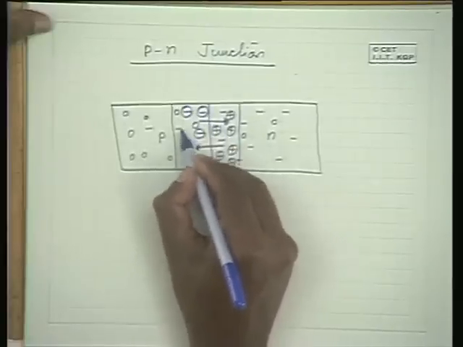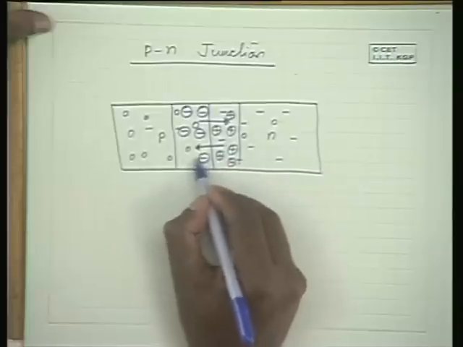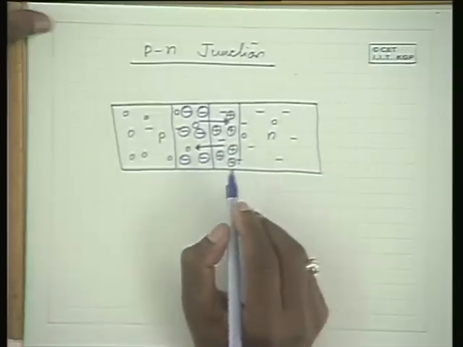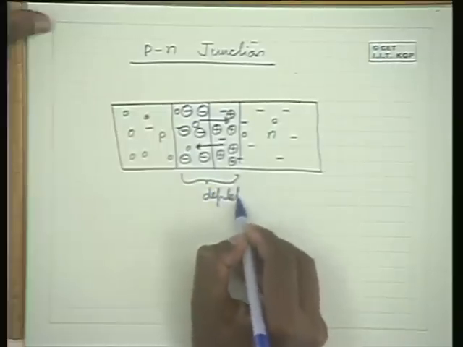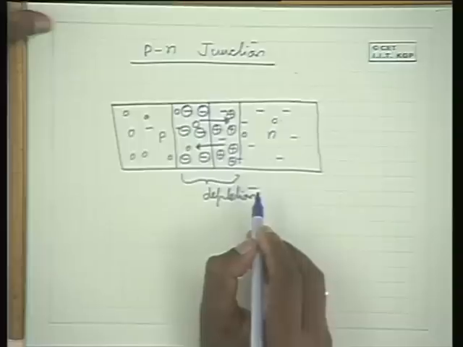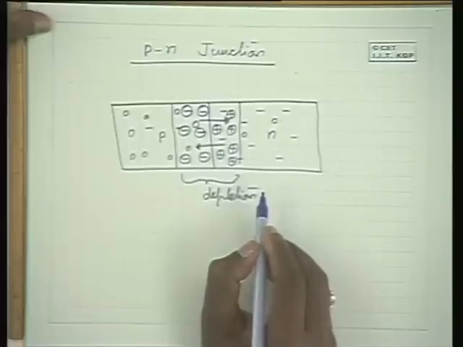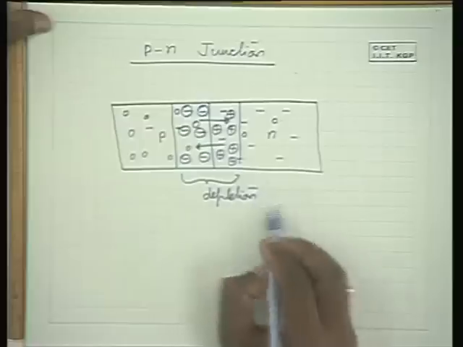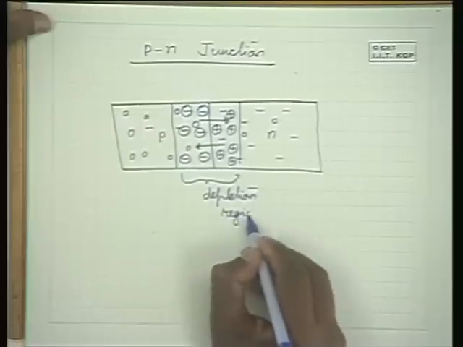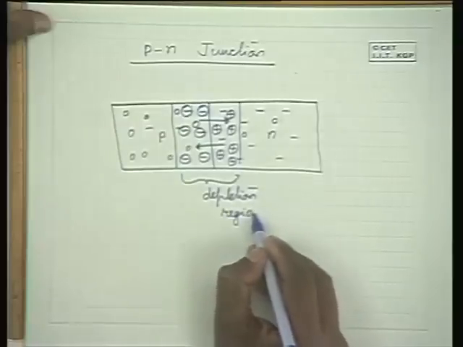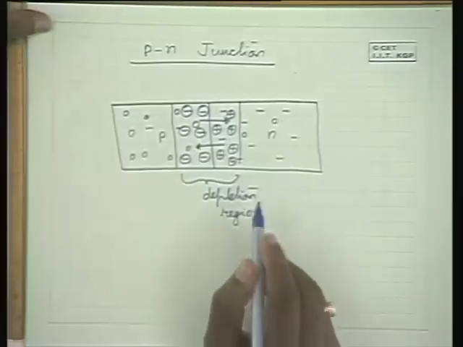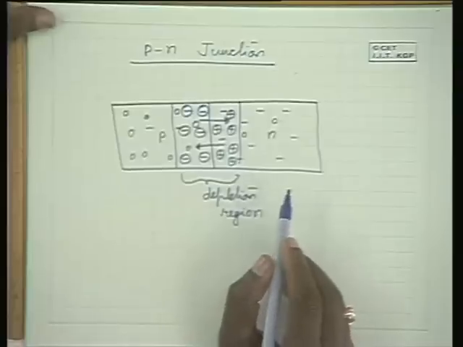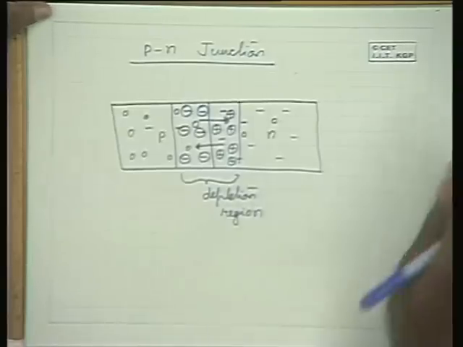So this is known as space charge, and this region is known as a depletion region, because this region is depleted of mobile charges. It has charge but immobile charge. These are depleted of mobile charges, therefore it is known as the depletion region. So we shall continue this discussion in the next class.